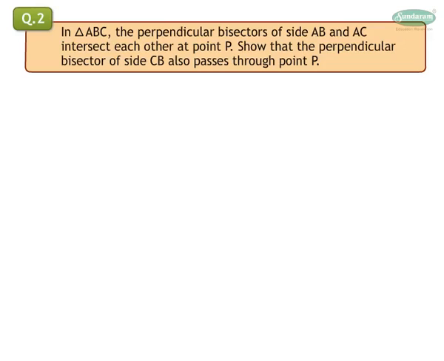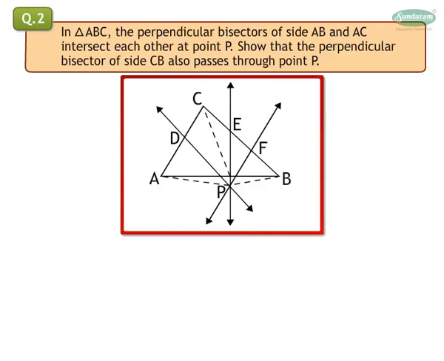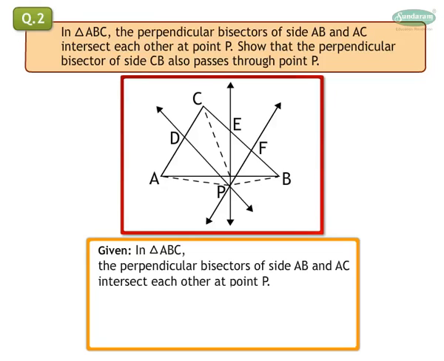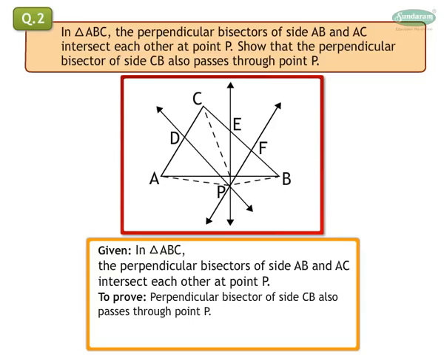Question 2. In triangle ABC, the perpendicular bisectors of side AB and AC intersect each other at point P. Show that the perpendicular bisector of side CB also passes through point P. See the figure alongside. We have to prove that the perpendicular bisector of side CB also passes through point P. Let us join points PA, PB and PC as shown in the figure.